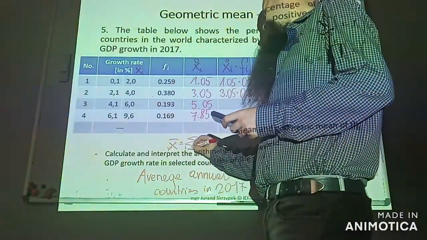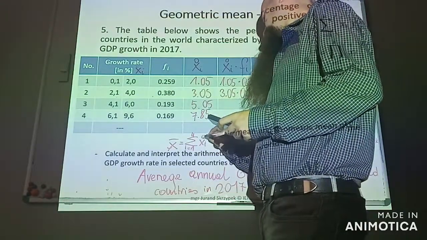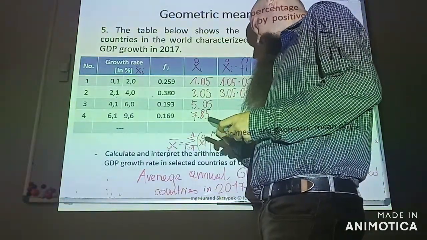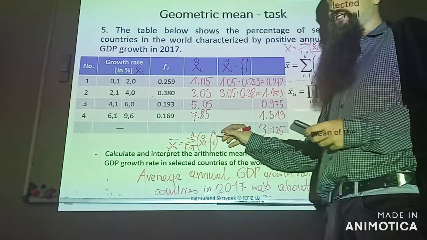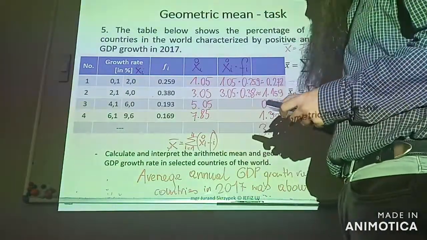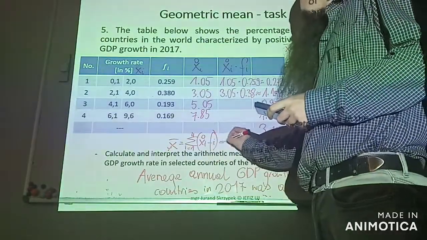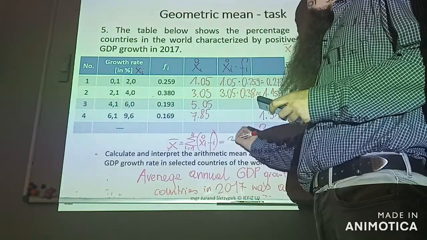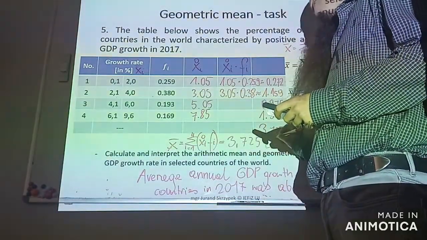The sum from i equal 1 up to 4 of the product. In the product we have the sum of products. In the products we have the middle of the classes and relative frequencies, and the result is 3.725%.